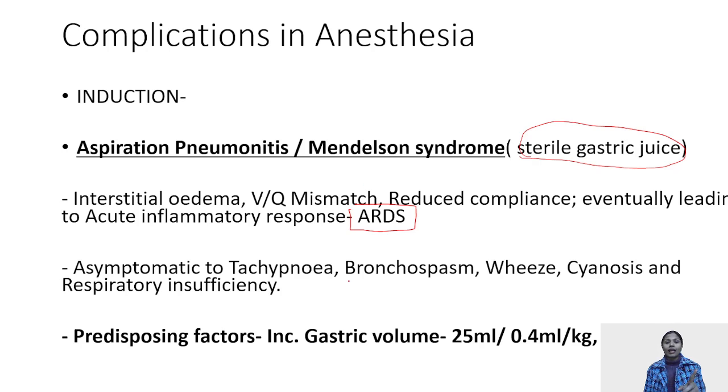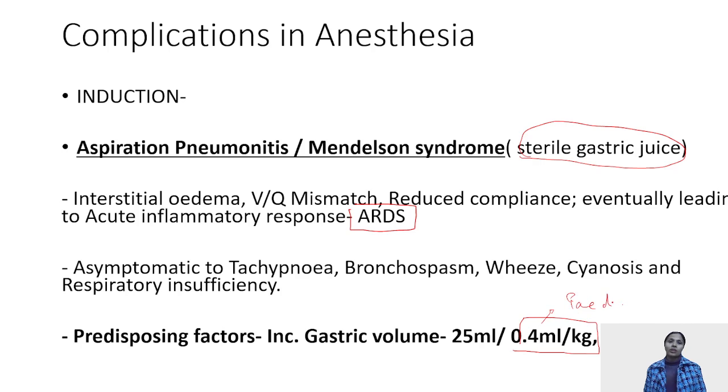Aspiration pneumonitis has two main predisposing factors which are generally asked. One is the gastric volume, that is, more than 25 ml has been seen as a predisposing factor for aspiration. And second is pH less than 2.5. But when we talk about the pediatric patient, the gastric volume is 0.4 ml per kg. This is for the pediatric age group. In adults, it's 25 ml, pediatric 0.4 ml per kg, with pH less than 2.5.